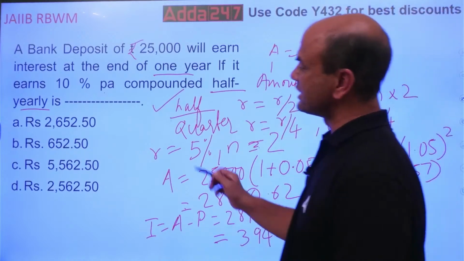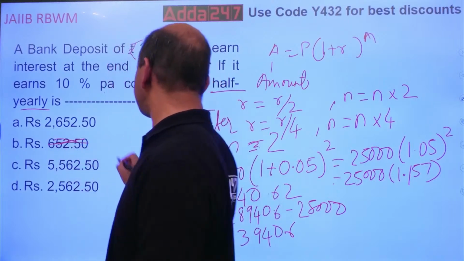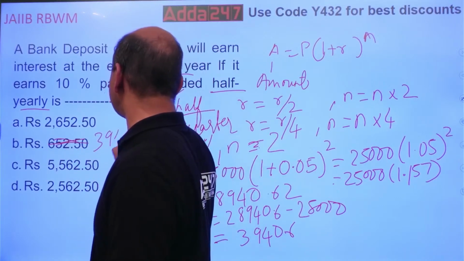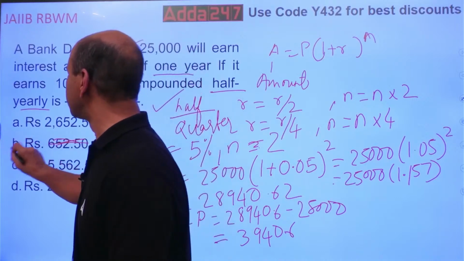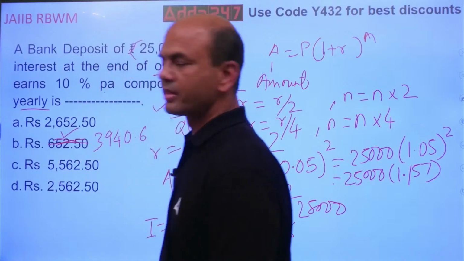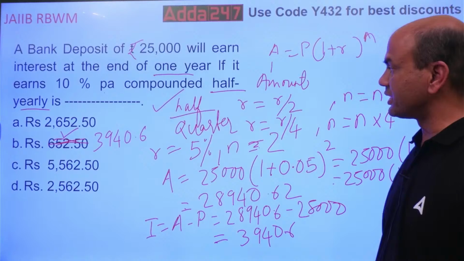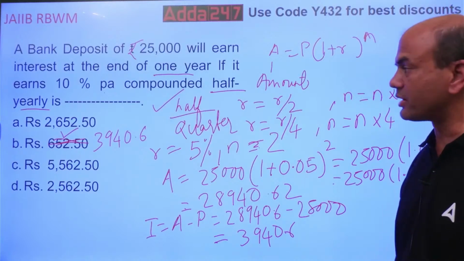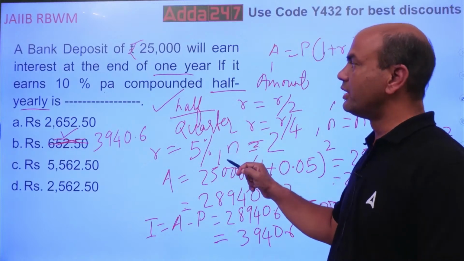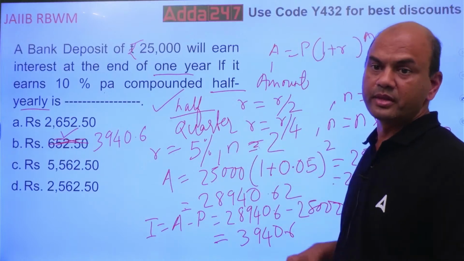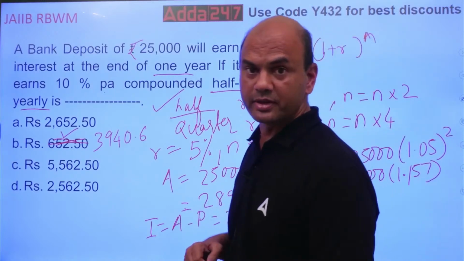So the answer is over here: 3,940.6. This is your answer. Got it, everyone? Kindly remember, whenever you are doing it half yearly, it means R divided by 2 and N multiplied by 2. Now the same question, everyone, try it yourself.